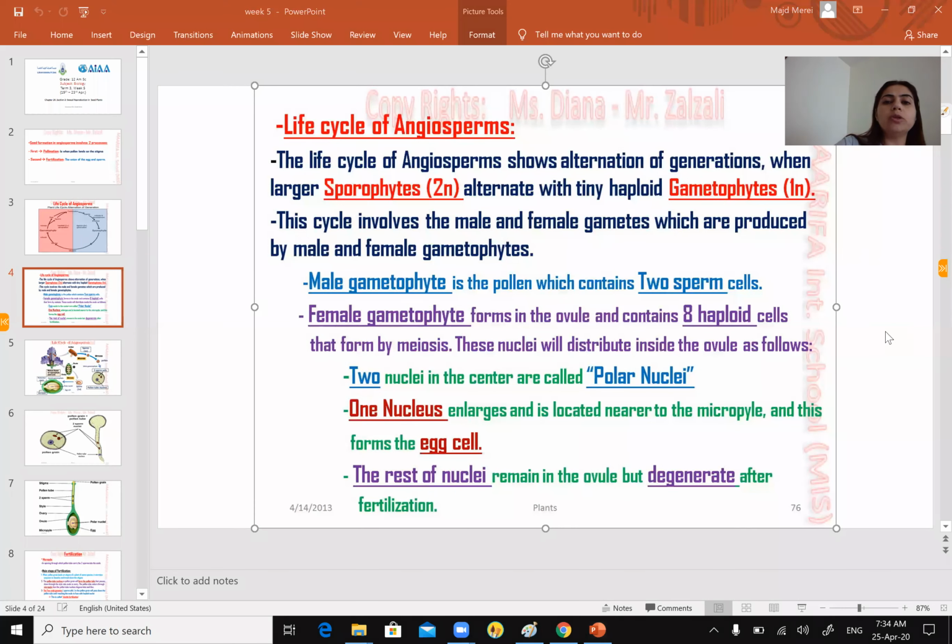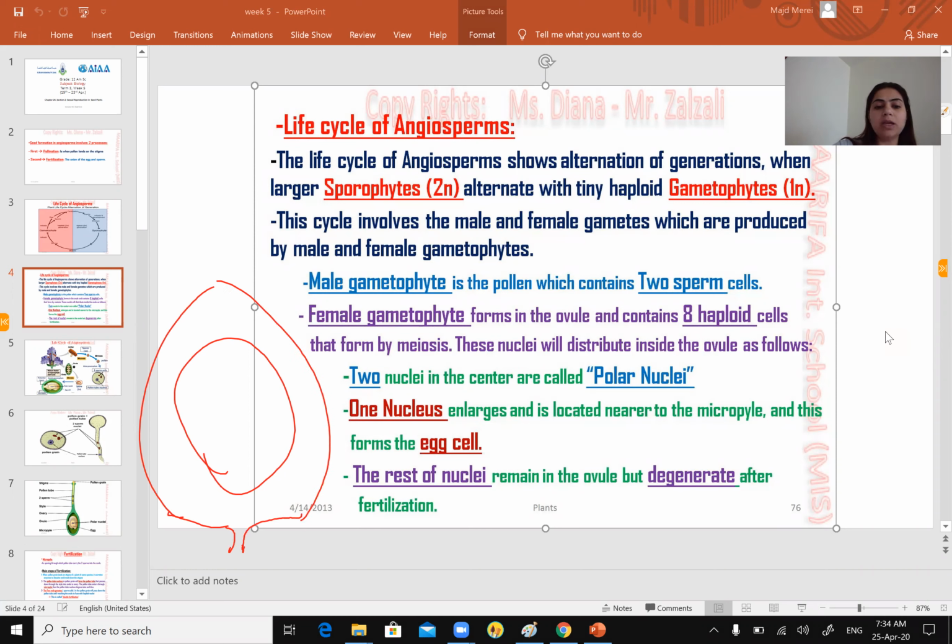I'm going to draw for you here the ovule. It is inside the ovary. And here we have the micropyle, the opening of the ovule. So as you saw, there are three cells opposite to the micropyle, and three cells above the micropyle. The one in the center, I'm going to shade it, is the egg cell.